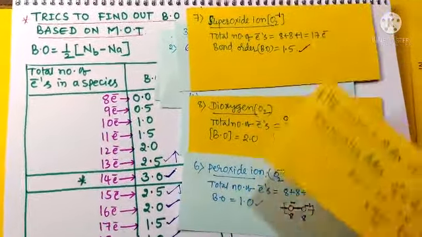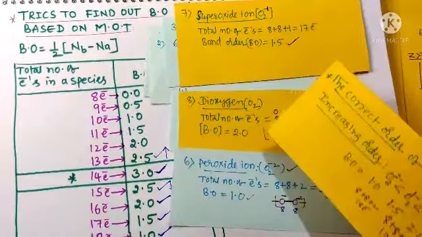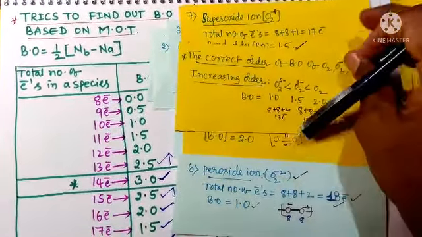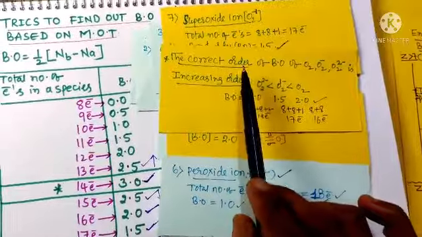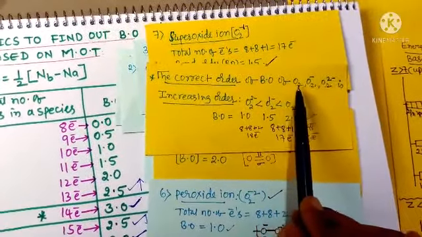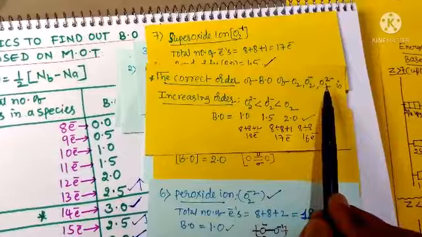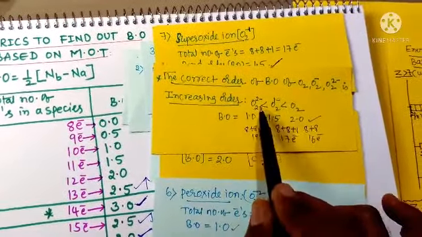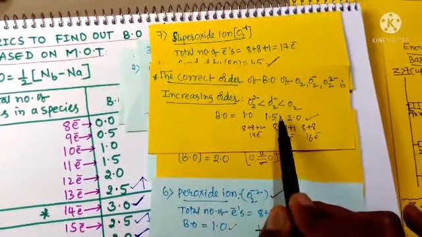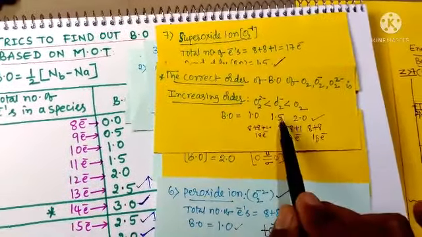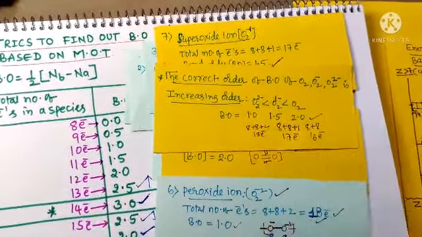Then again, see here one more example. Based on dioxygen, peroxide and superoxide, they will ask a question like this: the correct order of bond order of O2, O2 minus 1, O2 minus 2. The increasing order is given as O2 minus 2, O2 minus 1, O2, calculated using all these values: 1, 1.5, 2.0, students.